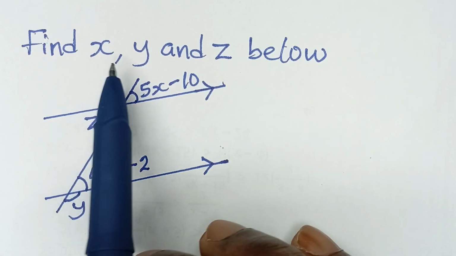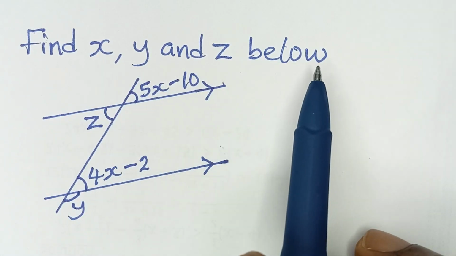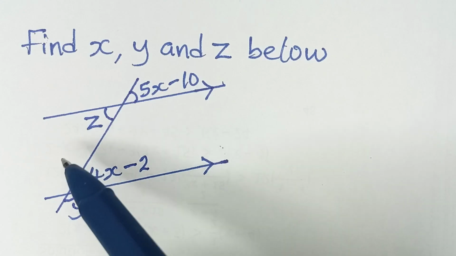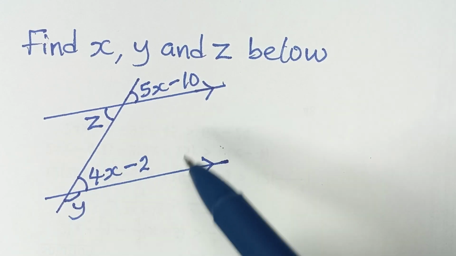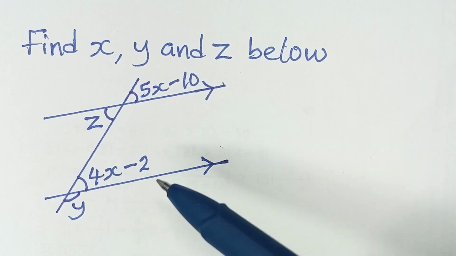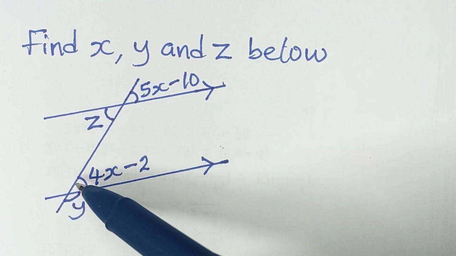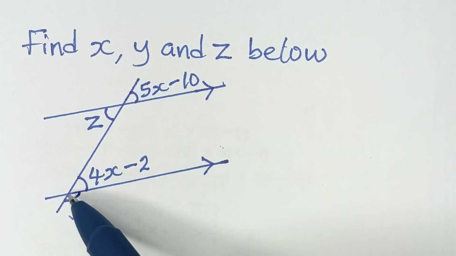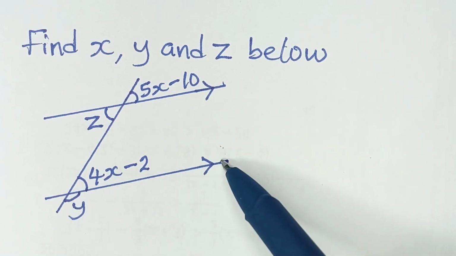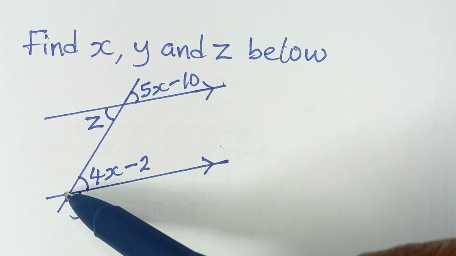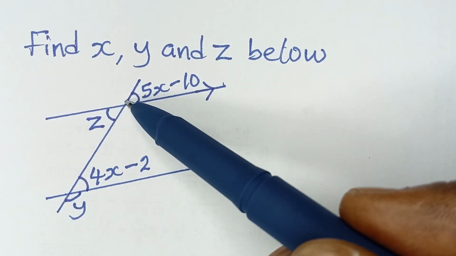The question here says find x, y, and z below. Now for us to find this, we have to look at these parallel lines and see if we can identify alternate angles, corresponding angles, or co-interior angles. Now if you look at this angle and this angle, you will see that this angle is sitting on this parallel line, and there's a transversal line cutting this parallel line and this other parallel line.